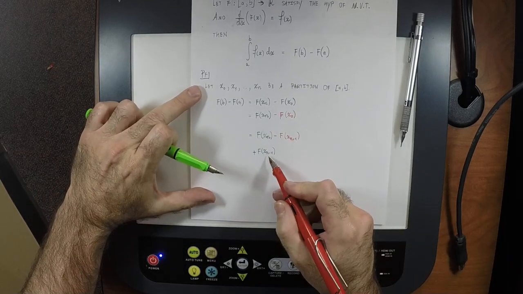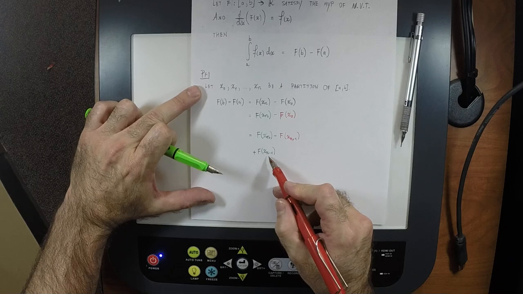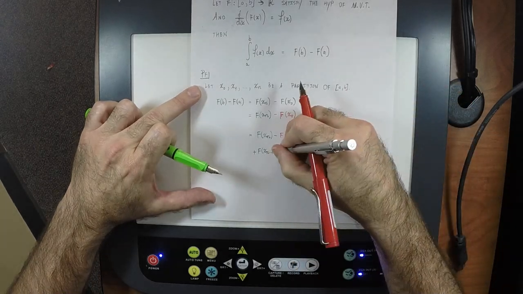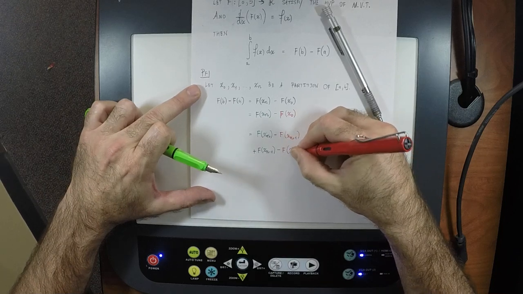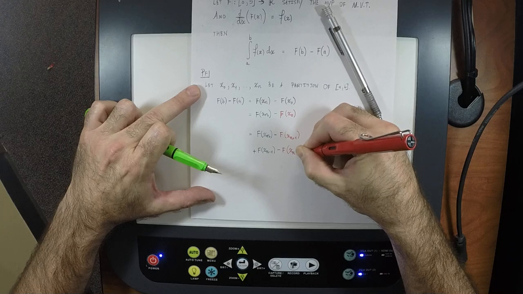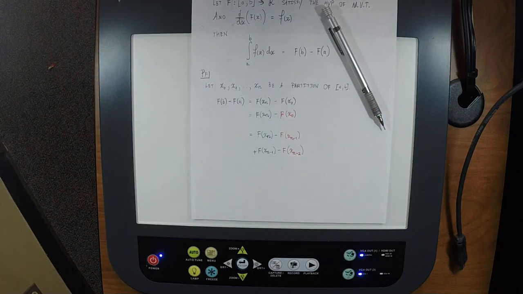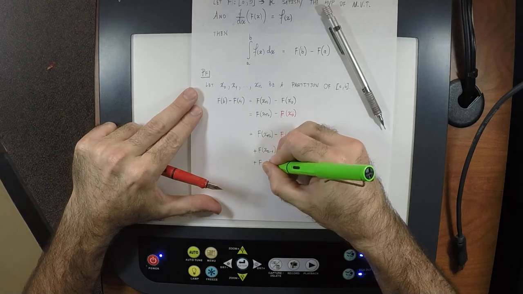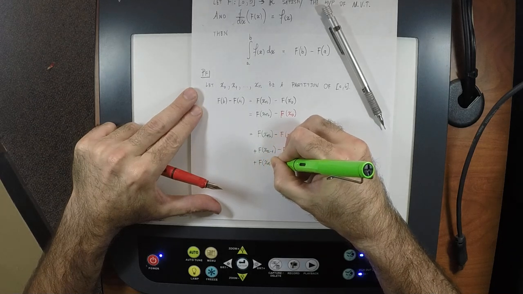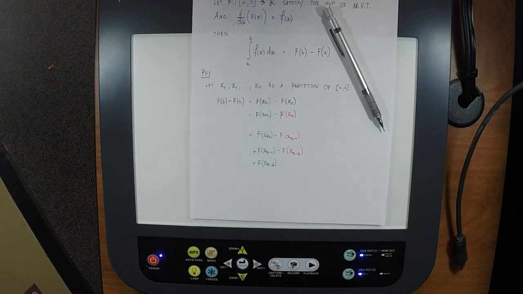Okay, now I'm going to treat this one just like I treated the one above it. So now what am I going to do with this one? Right, I'm going to subtract f of x n minus 2. But you can't just subtract that. That would change it. So what do I have to do? I've got to add it. Okay. So now I'm going to do this all the way down the line.